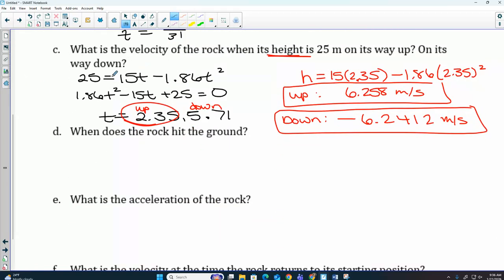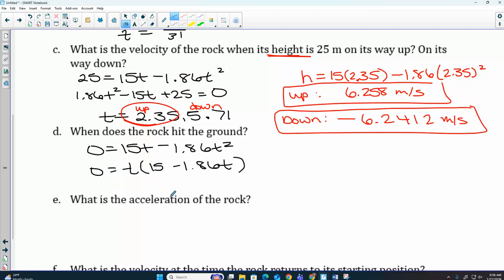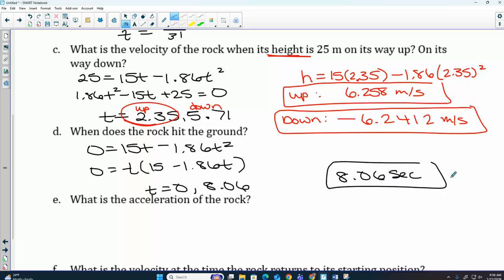Part D, when does the rock hit the ground? If it hits the ground, what's the height? So you're setting the original function equal to 0. And you could take out a t. So if you solve that, you get t equals 0 and 8.06. Which one of those would be when you hit the ground? What's the 0? When it starts. It starts on the ground. So it comes back down after 8.06 seconds.